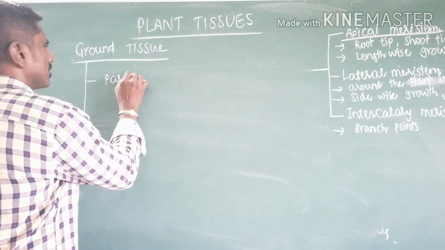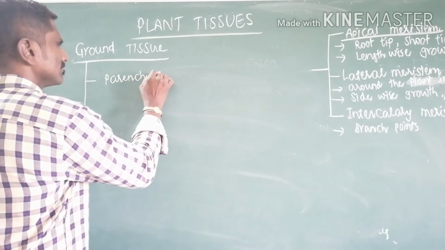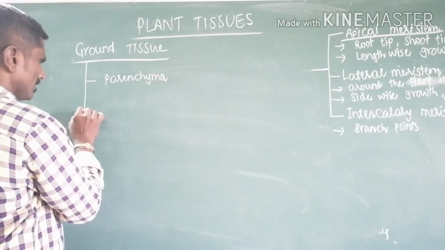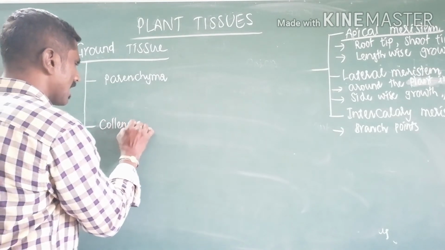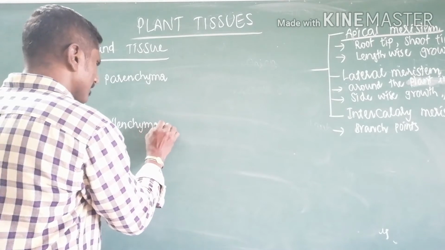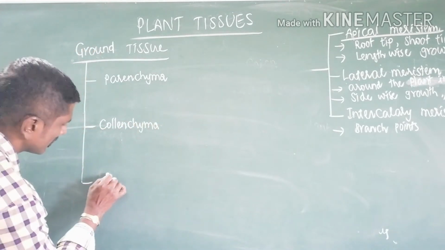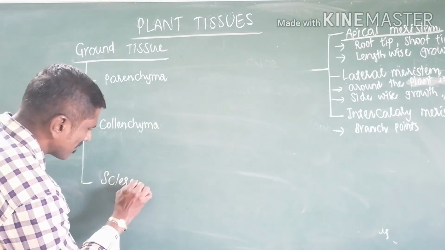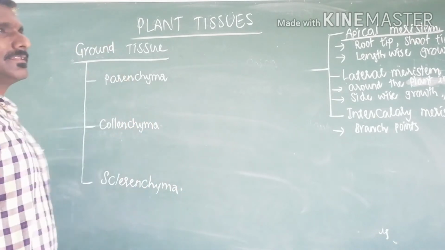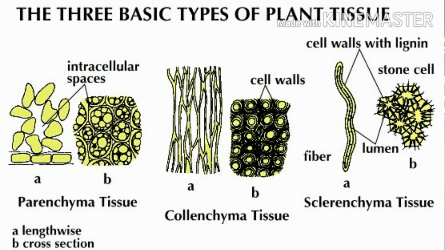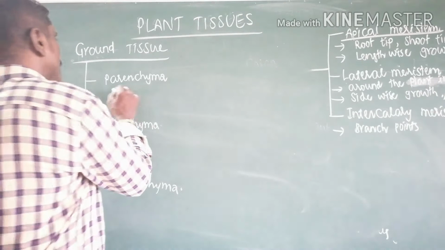Parenchyma, collenchyma, and sclerenchyma. These are the various types in the ground tissue depending on their function. Parenchyma, collenchyma, and sclerenchyma.